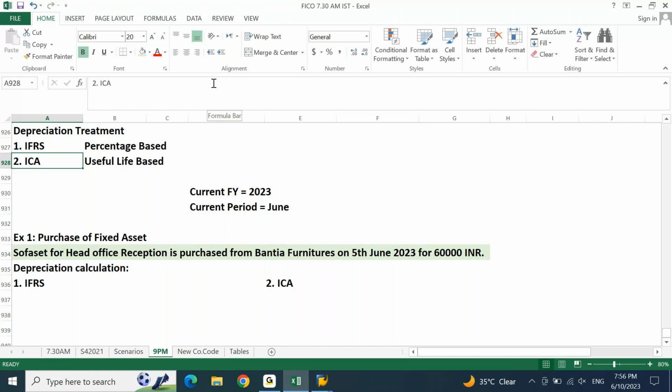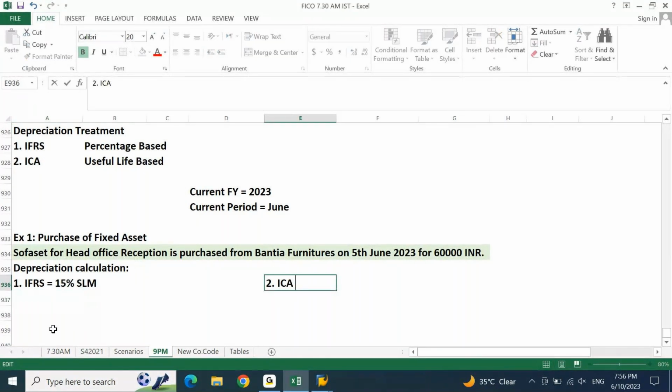Let's say according to IFRS, this is your 15% straight line method. Similarly, according to Indian Companies Act, let's assume this is your 5 years. Now, based on these two accounting principles, according to IFRS we are going to charge 15% straight line method as depreciation, and according to Indian Companies Act, we are going to charge 5 years as useful life. Now, accordingly, let us try to calculate the depreciation figures.